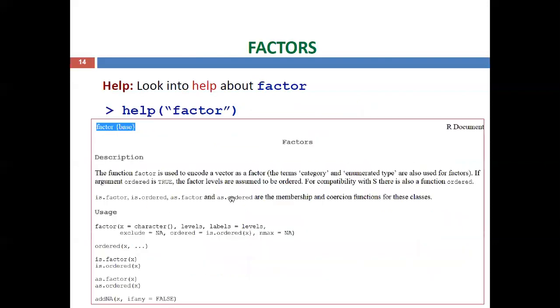Then if you want help regarding factor, you can use the command help within parentheses with double quotes, the function factor. Whenever you execute this command, it directs to the HTML page where the documentation regarding help is available. After executing this command, this is the page displayed. It contains the documentation for factor, base, factors. The description says the function factor is used to encode a vector as a factor, and so on.